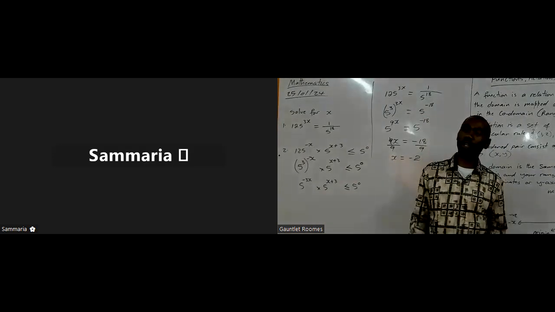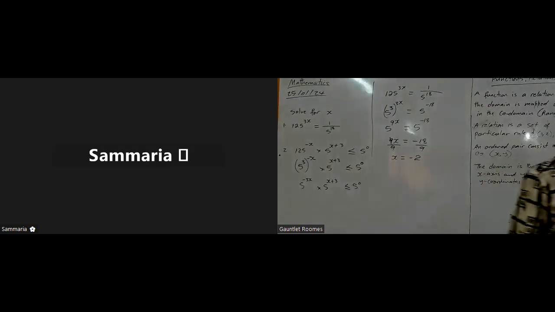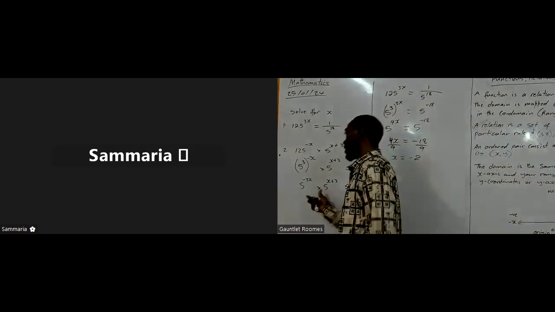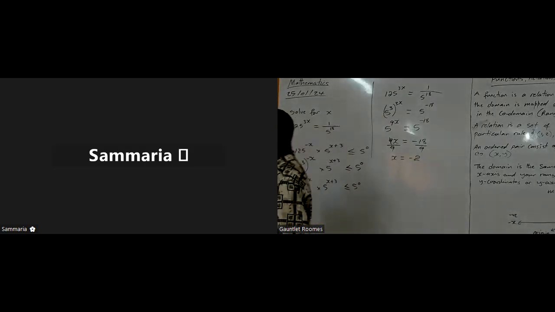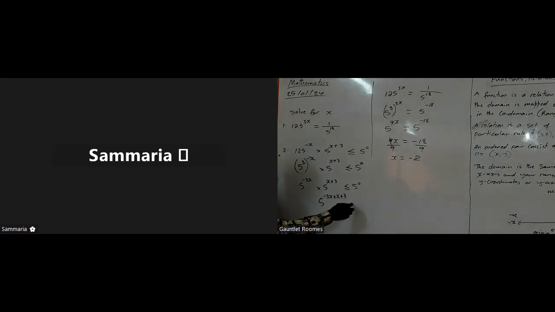So we have to make sure that we have an equal number of bases. So we have to reduce this to only what? 1, by applying the first law. Multiply two quantities with the same base. We state that we keep the base and add the powers. It's negative 3x plus x plus 3, less than or equal to 5 to the power of 0.